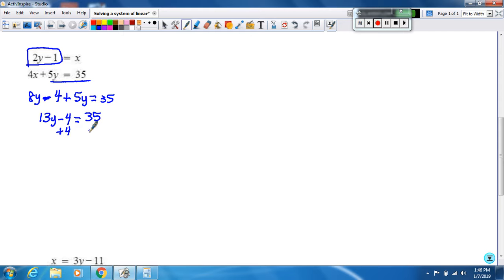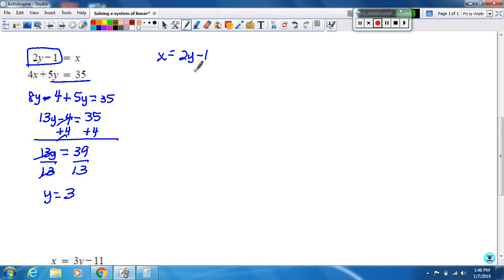I'm going to add 4 to both sides. 13y, opposites cancel, equals 35 plus 4 is 39. Divide both sides by 13. Top cancels with bottom. 39 divided by 13 is 3. So x equals 2y minus 1, but we know y is 3 now, so we can put a 3 there. So 2 times 3 minus 1, 6 minus 1 means x equals 5. So x is 5 and y is 3.